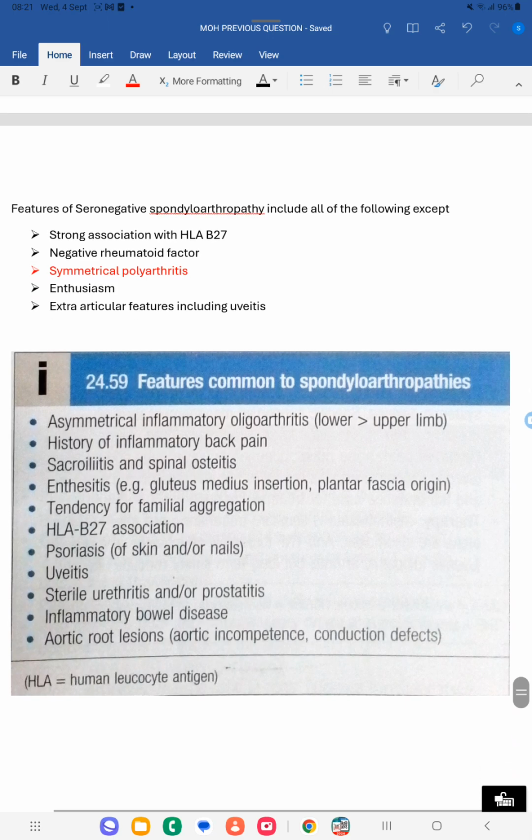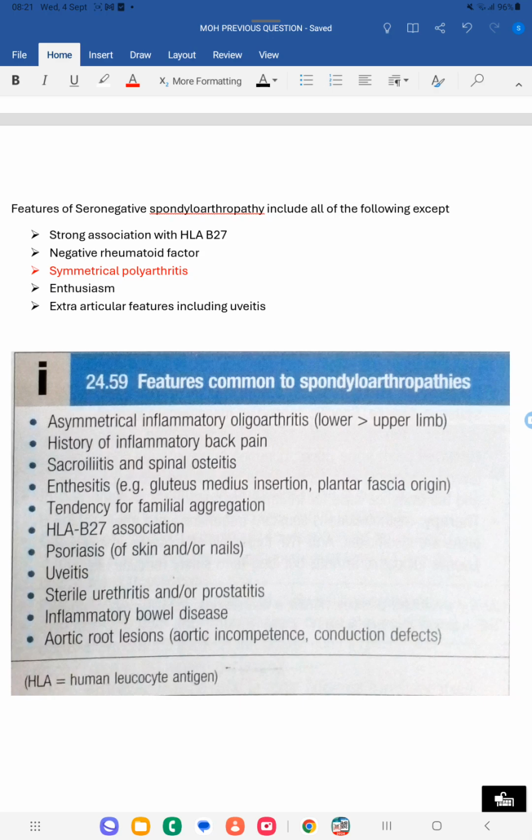Next, they have asked about the features of seronegative spondyloarthritis. In that, which one is the exceptional feature? Strong association with HLA-B27, that is true. Then negative rheumatoid factor, that is true, because seronegative spondyloarthropathy means a group of inflammatory arthritis which is having negative rheumatoid factor. It is an inflammatory arthritis where the rheumatoid factor is negative.